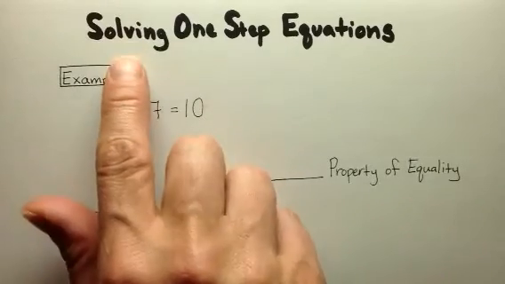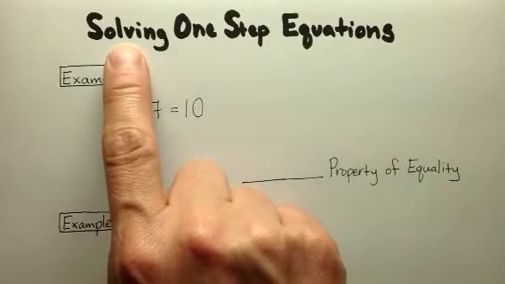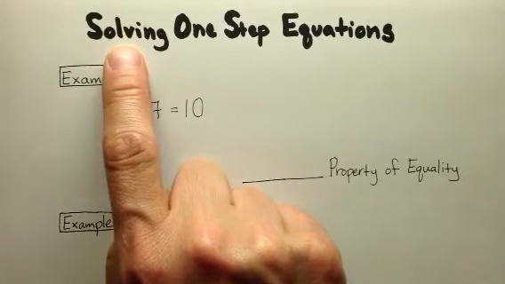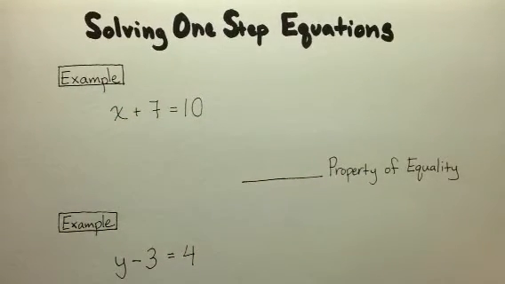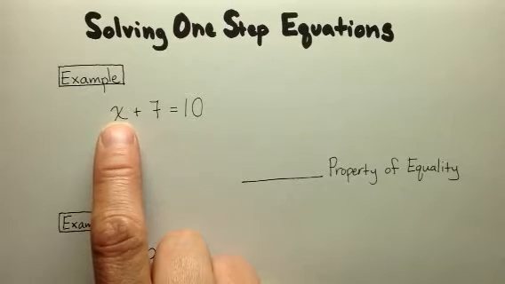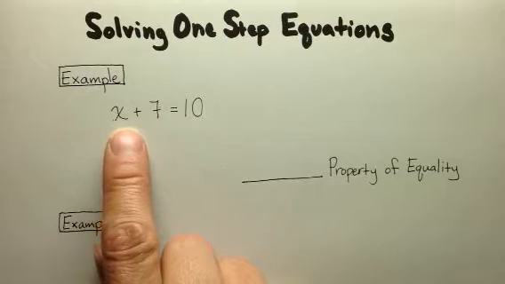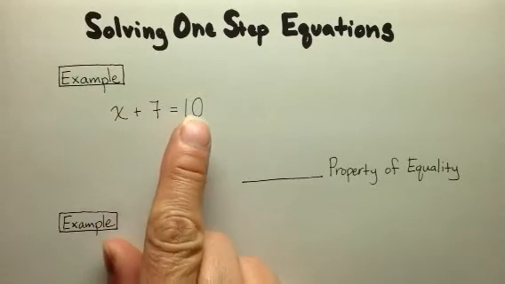Okay, let's talk about solving one-step equations. A solution to an equation is a value of the variable that makes the equation or sentence true. One famous method in one-step equations is what we call guess and check. Essentially, a solution is asking yourself, what number for x will make this true? So x plus 7. What number plus 7 equals 10?